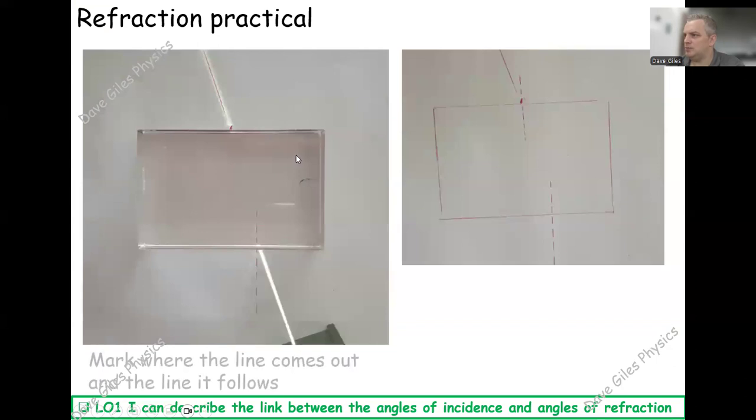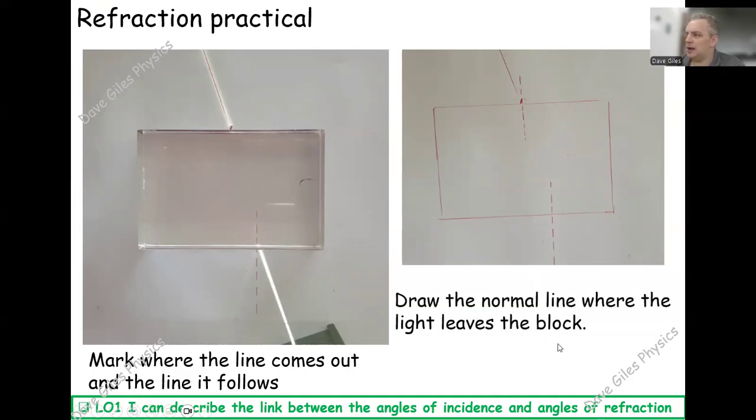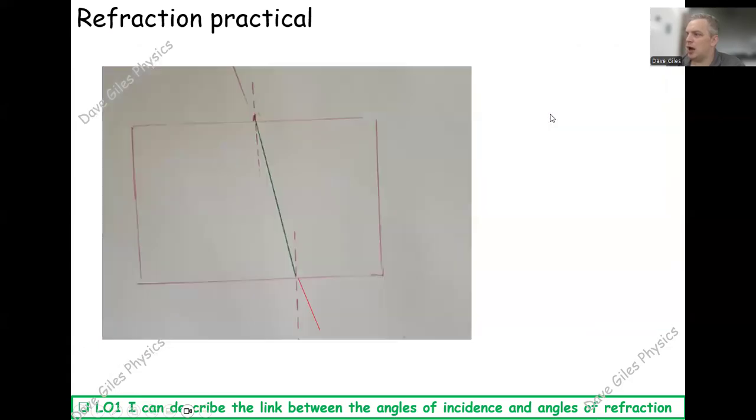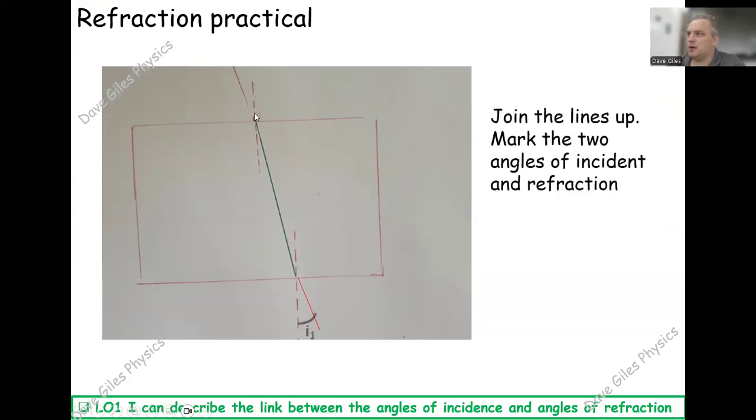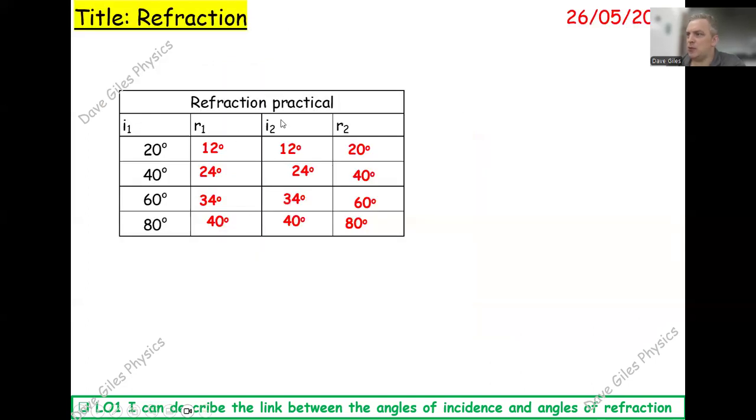Mark where it comes out. Put a few dots here and join them up after you've moved the block away. Draw a normal line where the light leaves the block and measure your angles. You can join the two lines up in the middle. So I've used a green pen here just so you can see the difference. This is the one I've added after I've drawn these. And I can label this I1. So the light was shining from the bottom here. R1, I2, and R2. And these are the sort of typical results you might get when you shine the light into a glass block.